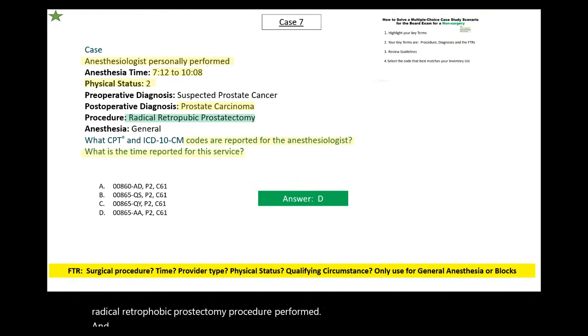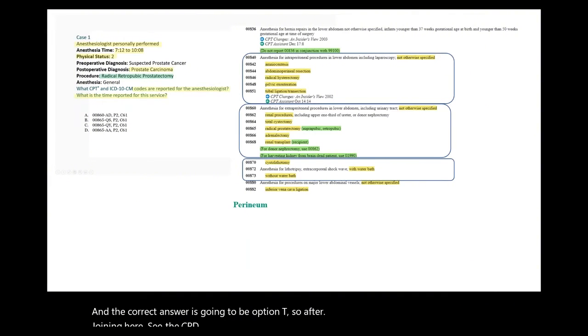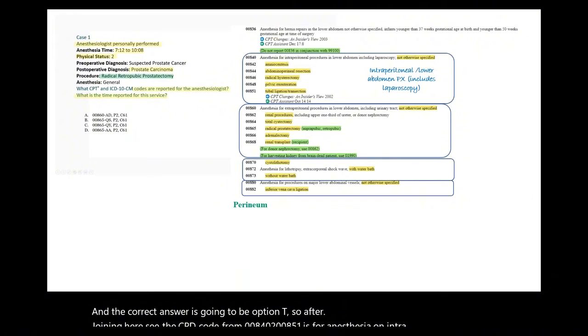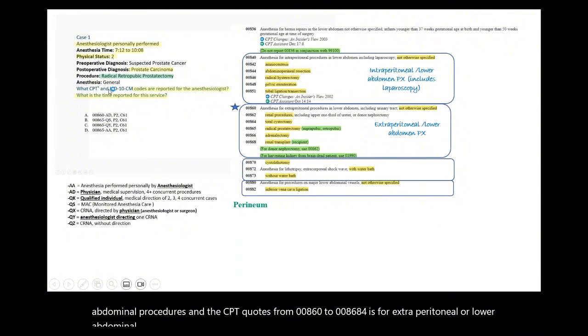And the correct answer is going to be option D. So I've done a bit of churning here. The CPT codes from 00840 to 00851 are for anesthesia on intraperitoneal lower abdominal procedures. And the CPT codes from 00860 to 00868 are for extraperitoneal lower abdominal procedures. The easiest way to solve this question is to see the anesthesia modifiers, right? Exactly. So we have option A 00860 and the rest of the options are the same, 00865.